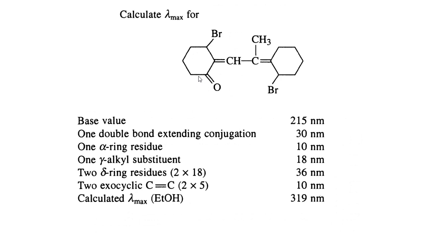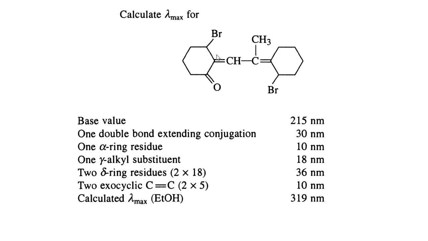Okay, it is the last example in this video. It is an alpha beta unsaturated 6-membered cyclic enol. Thus the base value will be 215 nanometer. Here you can see a double bond extending conjugation, that is double bond, single bond, double bond. This double bond is considered as a double bond extending conjugation, which will contribute 30 nanometer as the increment.